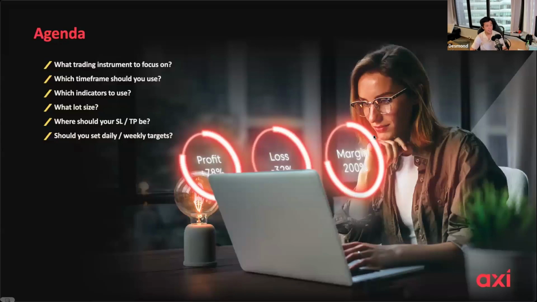What is the agenda for today? We'll be talking about a few things. What trading instrument should you focus on? A lot of traders ask, should I be a EUR/USD trader? Should I focus on gold? Should I focus on the S&P 500? What time frame should I use? Some people ask, should I do the 15 minute time frame or the 1 hour time frame? Which indicators do you use? Which indicators work better?